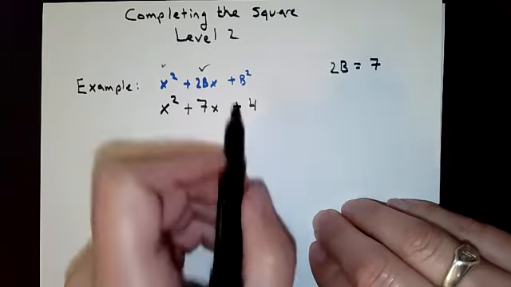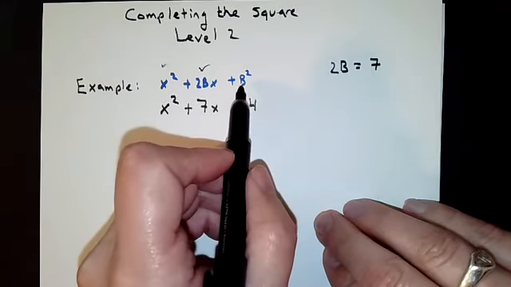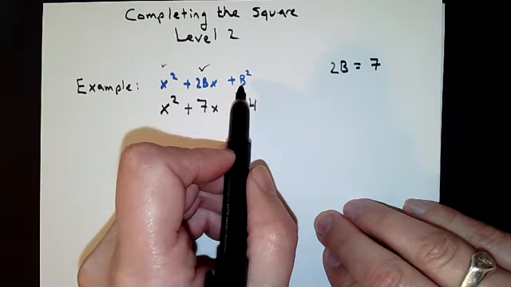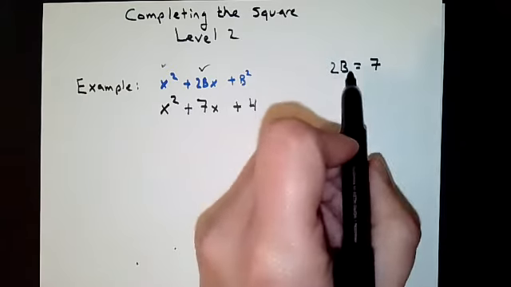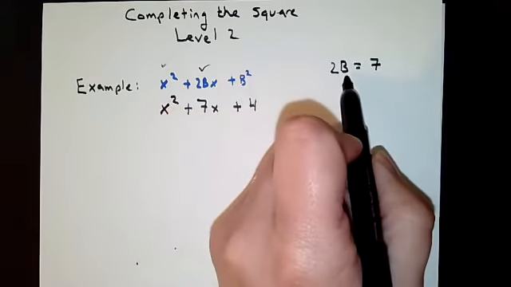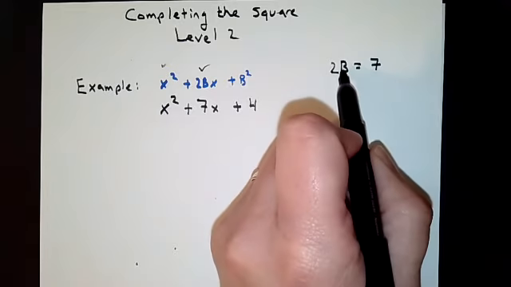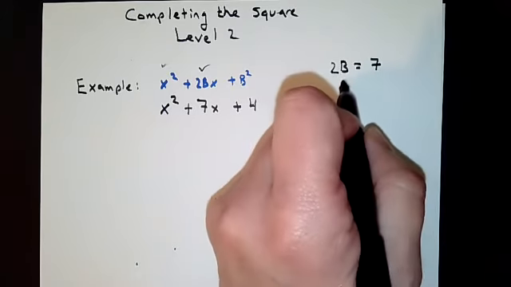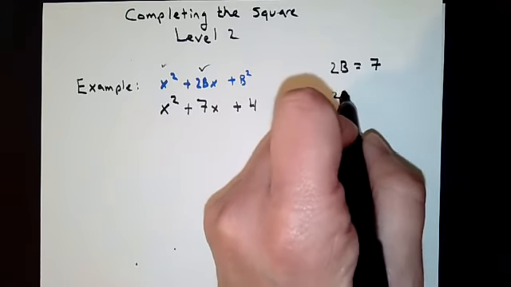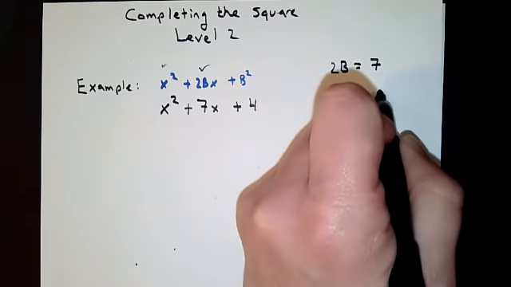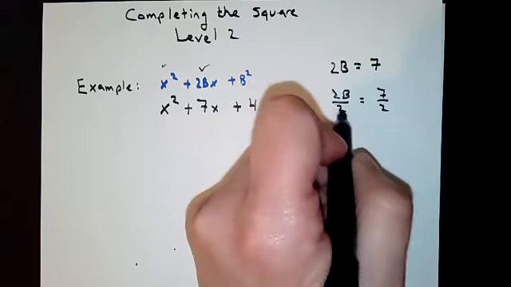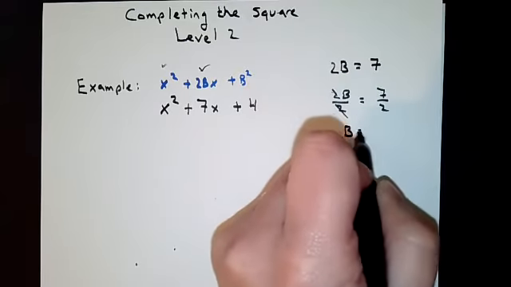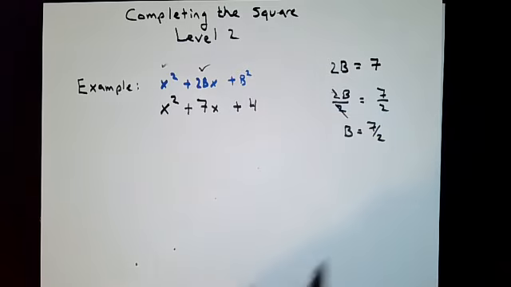And now we get to b squared. And b squared is defined by b. So we have to come over here and figure out what b is. So we divide both sides by 2. And b is equal to 7/2.